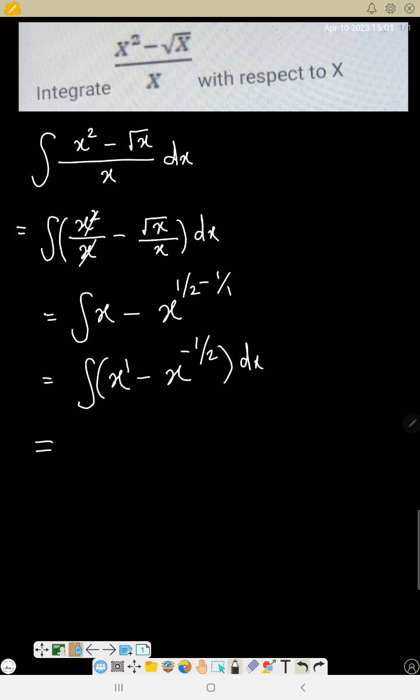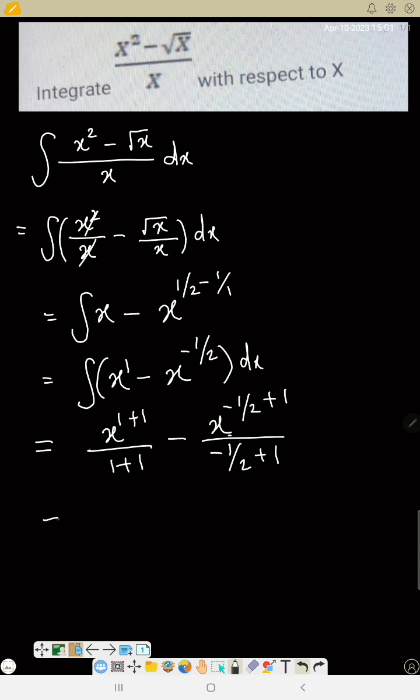So remember, this power is 1, and for integration you add 1 to the power divided by the power, as in that's the formula. So add 1 to the power divided by that power. Do the same thing here: minus s raised to power minus half plus 1 divided by minus half plus 1. So this is s raised to power 2 over 2 minus, so now minus half plus 1, that is 1 over 2, minus half plus 1 again, 1 over 2.